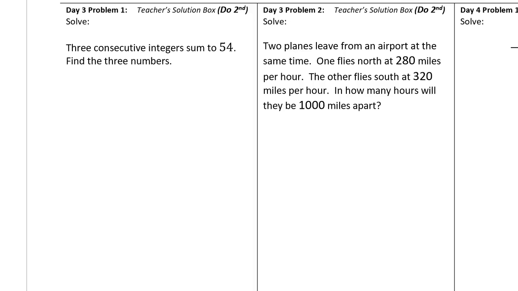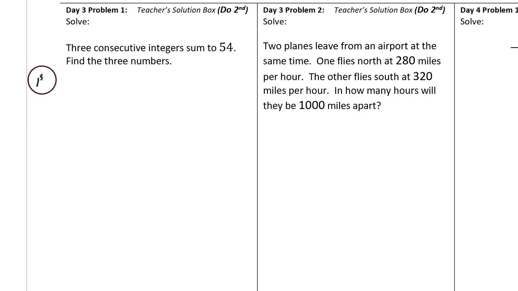Here's the answer for day 3, problem 1. Solve this problem. 3 consecutive integers sum to 54. Find the 3 numbers. Let's use algebra to solve this. That means to choose variables to represent these unknown numbers.